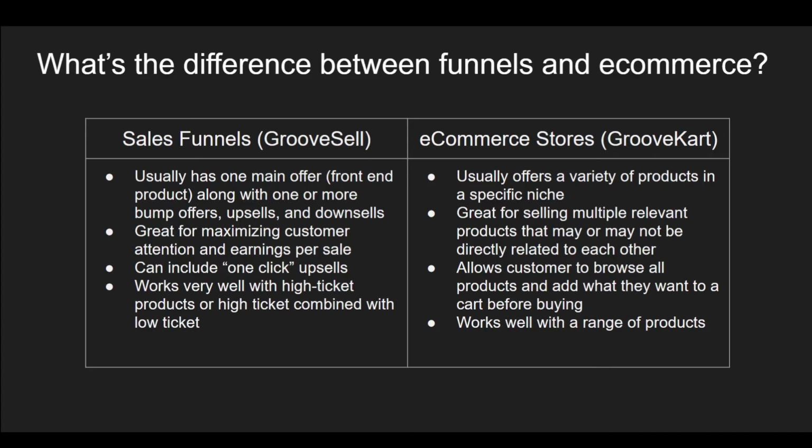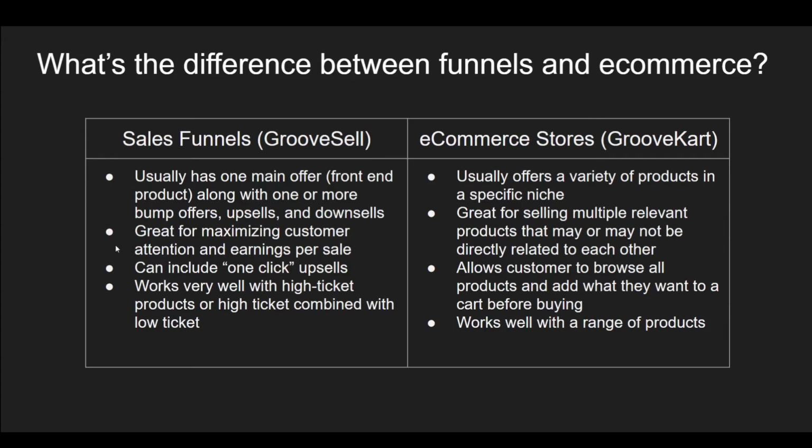Now, a bump offer, if you didn't get it before, is something that you can add to your order as you're ordering it. So it'll be like a little checkbox as you're putting in your payment information that says, do you want to add this to your order? Whereas an upsell and a downsell are things that get offered after the main product. And if the person selling them is using the right technology, then they can create upsells and downsells that happen in one click, which is great for maximizing your customer's attention and your earnings per sale.